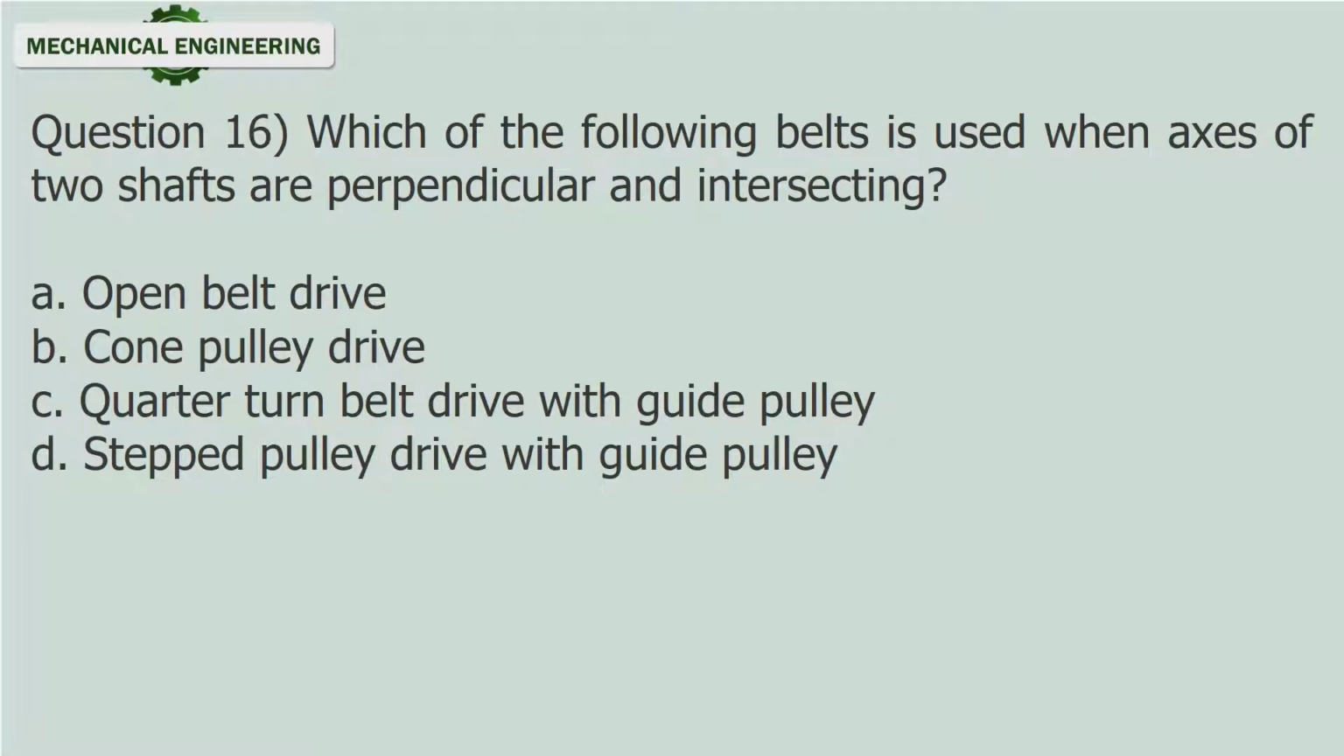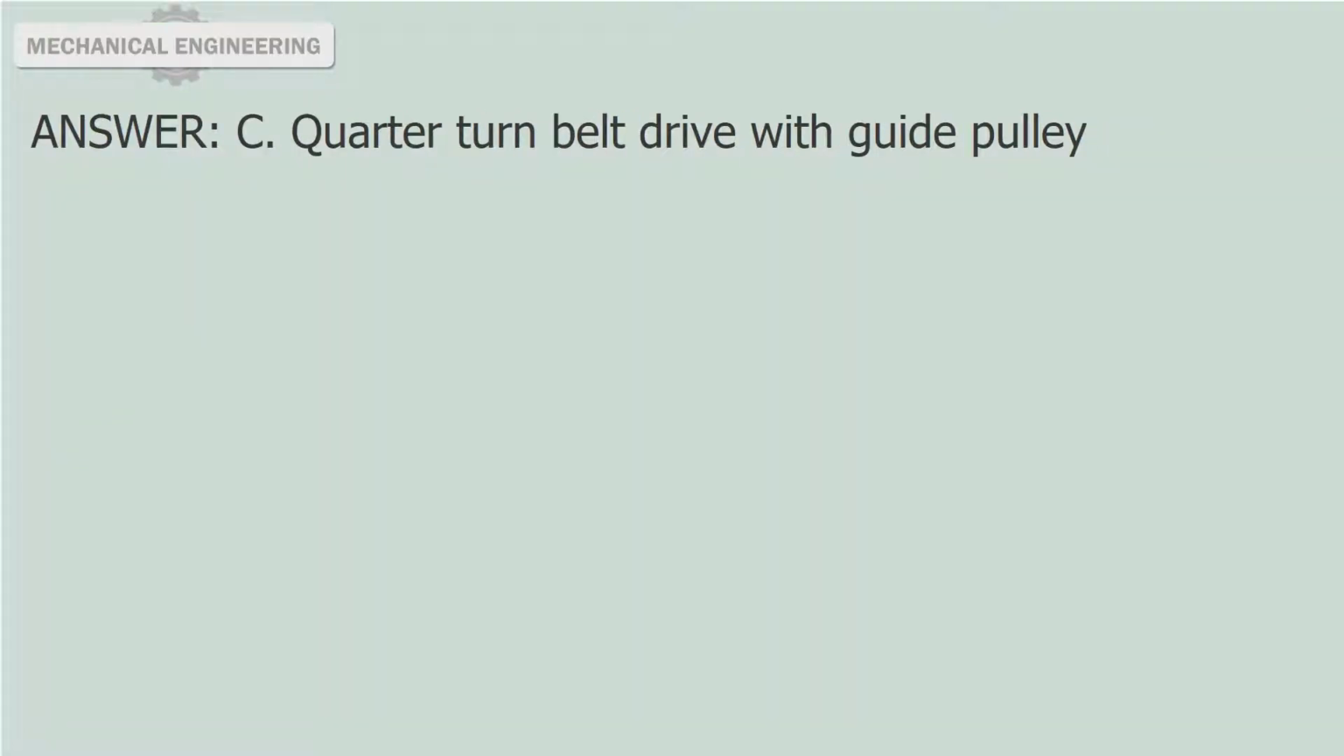Question 16. Which of the following belts is used when axes of two shafts are perpendicular and intersecting? A. Open belt drive. B. Cone pulley drive. C. Quarter turn belt drive with guide pulley. D. Stepped pulley drive with guide pulley. Answer: C. Quarter-turn belt drive with guide pulley.